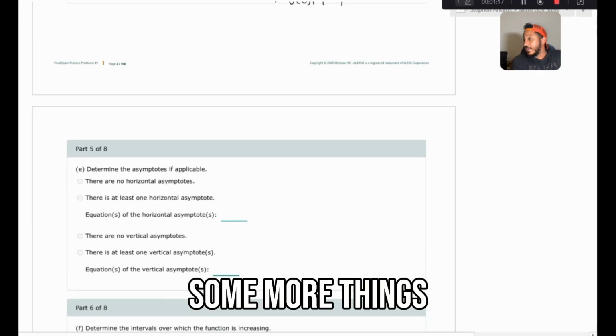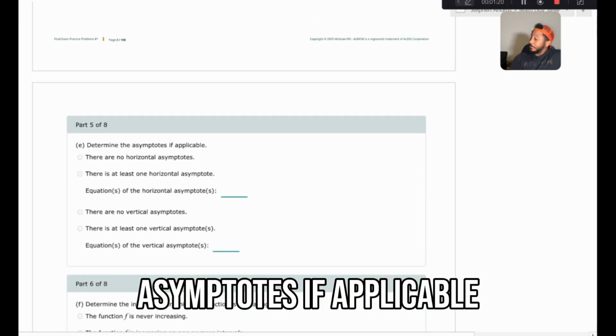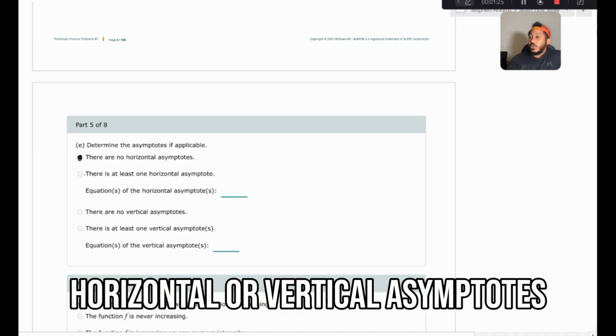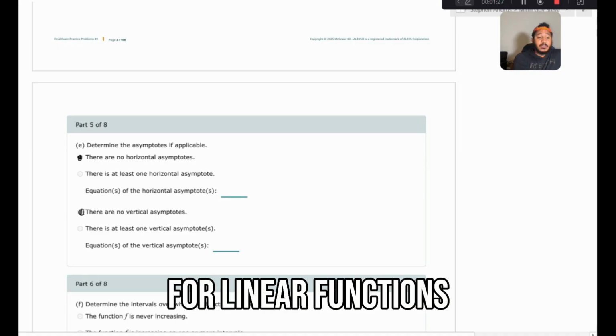We need to find some more things. It says determine the asymptotes if applicable. For linear functions, there are no asymptotes. Okay, so there are no horizontal or vertical asymptotes for linear functions.